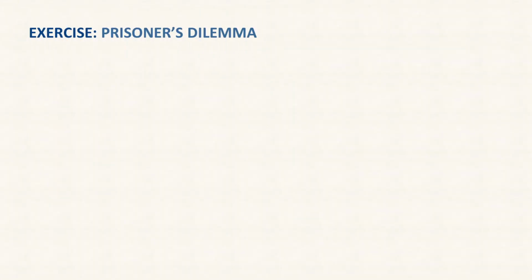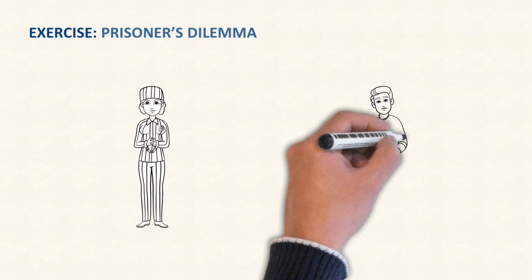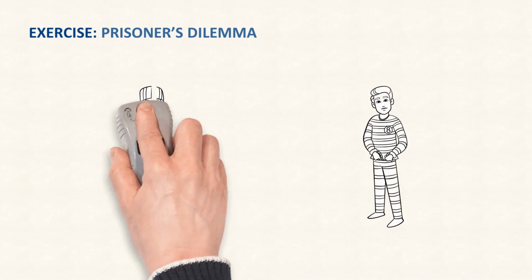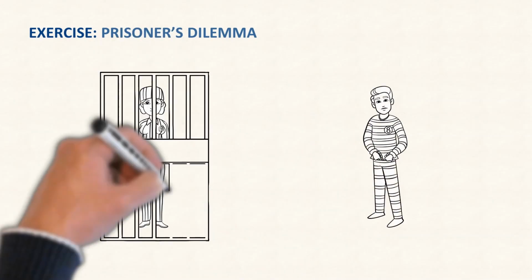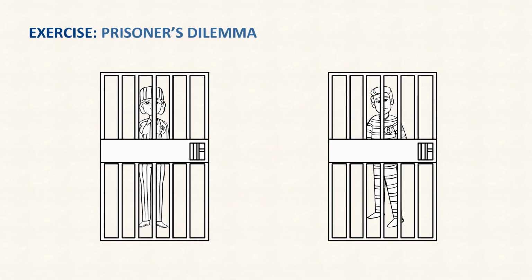Consider the following, hopefully fictional scenario. You and your partner in crime have been arrested for armed robbery. To avoid a lengthy trial, the police put you and your partner in separate cells, unable to communicate with each other. The police offer you each the following deal.